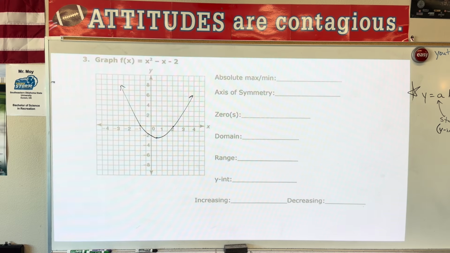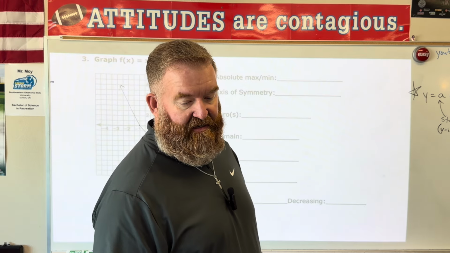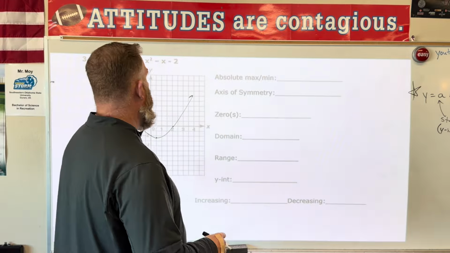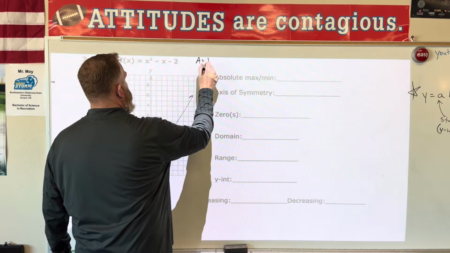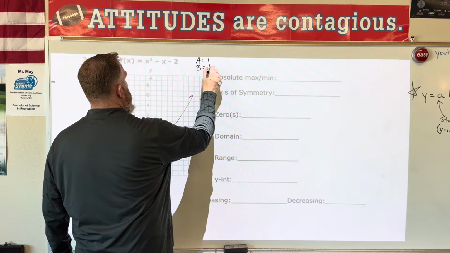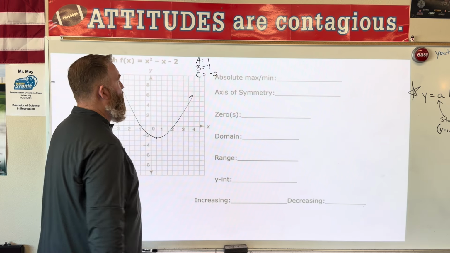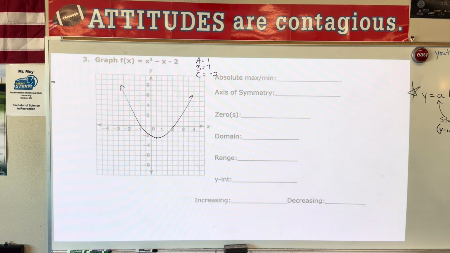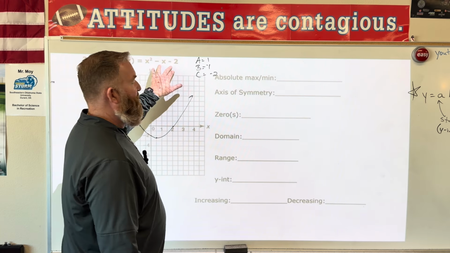All right, so here's what I'm going to do on this one. I've already got it drawn for you. All right, here we go. What's my A? What's my B? What's my C? A is 1. B is negative 1, because what's the sign in front of it? It's a negative. C is negative 2. Make sure you pay attention to your signs.